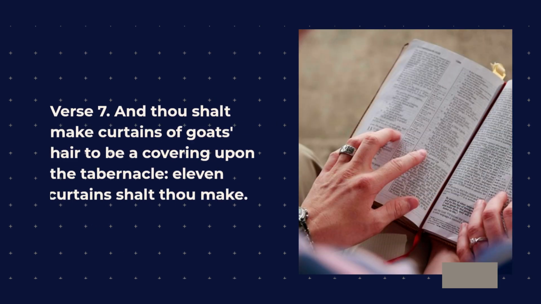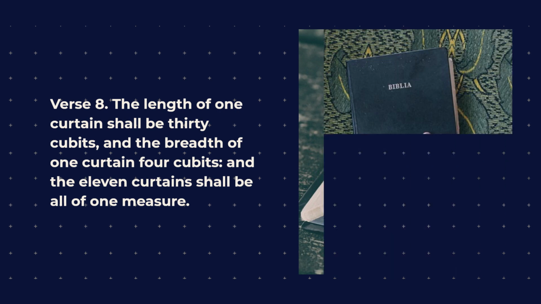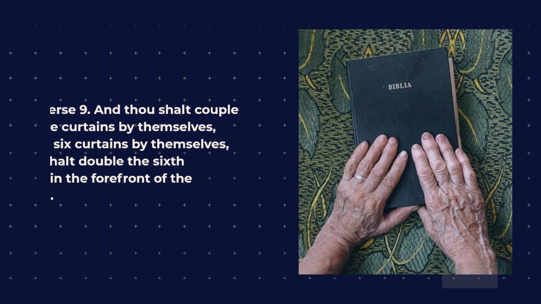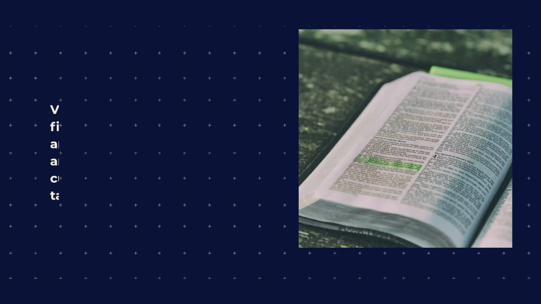Verse 7. And thou shalt make curtains of goat's hair to be a covering upon the tabernacle, 11 curtains shalt thou make. Verse 8. The length of one curtain shall be 30 cubits, and the breadth of one curtain 4 cubits, and the 11 curtains shall be all of one measure. Verse 9. And thou shalt couple 5 curtains by themselves, and 6 curtains by themselves, and shalt double the 6th curtain in the forefront of the tabernacle.